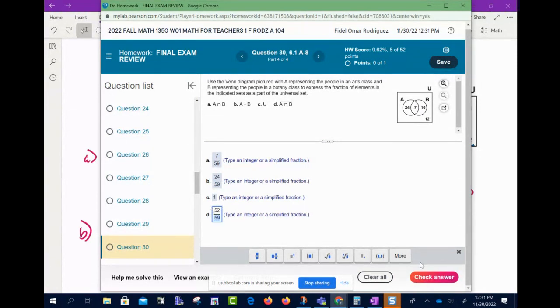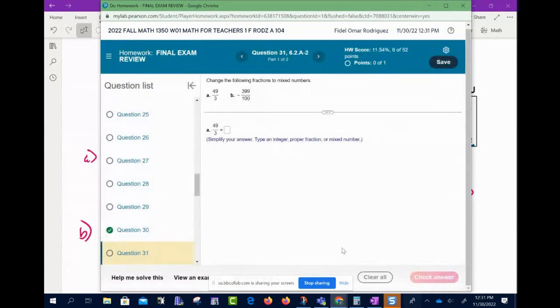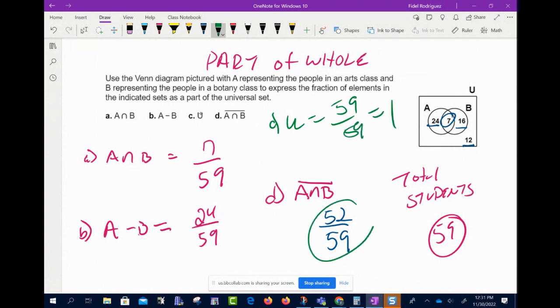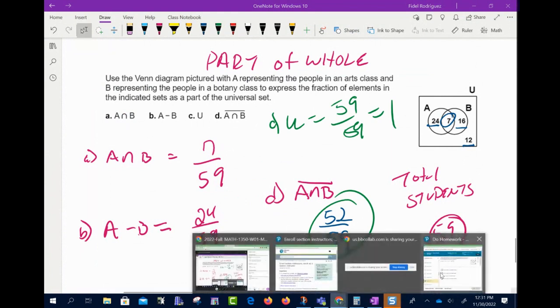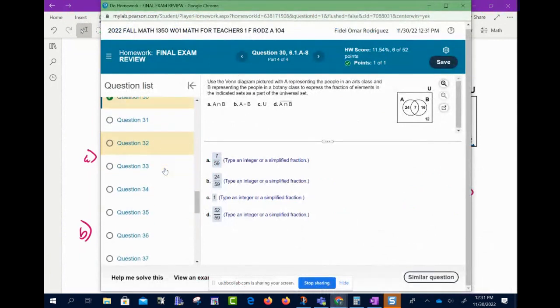Okay, what did I do wrong? I got this part right. Okay, sorry guys, let me go back real quick. I don't know why I missed U. I missed that part right there. You know what? Because I didn't do part C. Okay, sorry. Part C. The U means everybody. So 59 out of 59, that's why it's 1, but this here was correct. Okay, so sorry about that, guys. I don't know why I just completely missed doing part C. All right. Any other ones y'all want to ask me about anything?